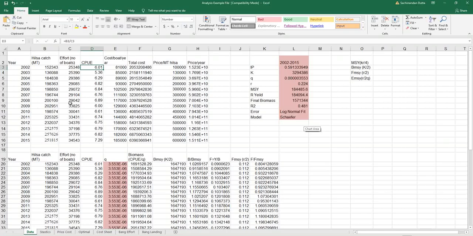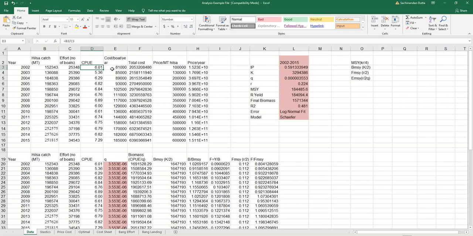So let's say we have year-wise catch data and effort data. Then we calculate the CPUE, catch per unit effort, so catch by effort. Then we have collected the cost and price data, so cost per boat, that cost is associated with the fishing. So when one boat is going for fishing, how much cost is incurred: the fuel cost, the maintenance cost, the labor cost, then the repairing cost, the ice cost, the food and beverage, and the other miscellaneous costs associated with the fishing.